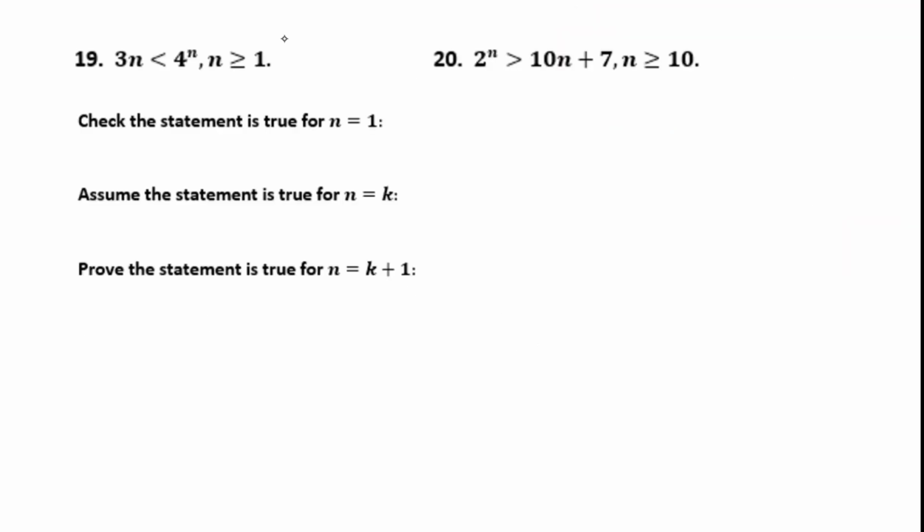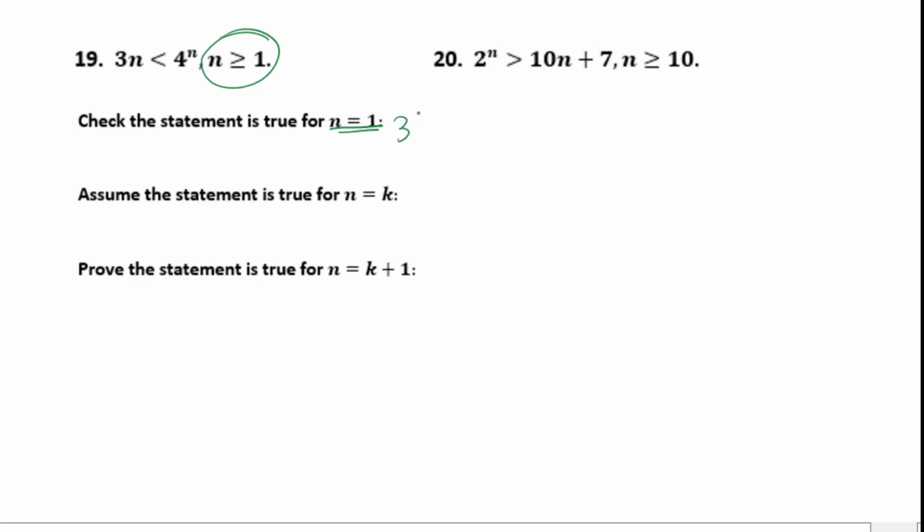Let's go to number 19. 3n less than 4 to the n's power, n is greater than or equal to 1. Check the statement is true for n equals 1. Since n gets started from 1, we will use n equals 1 here.